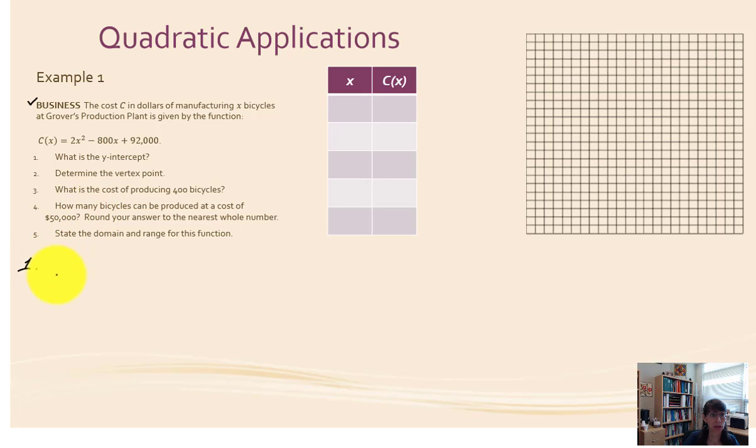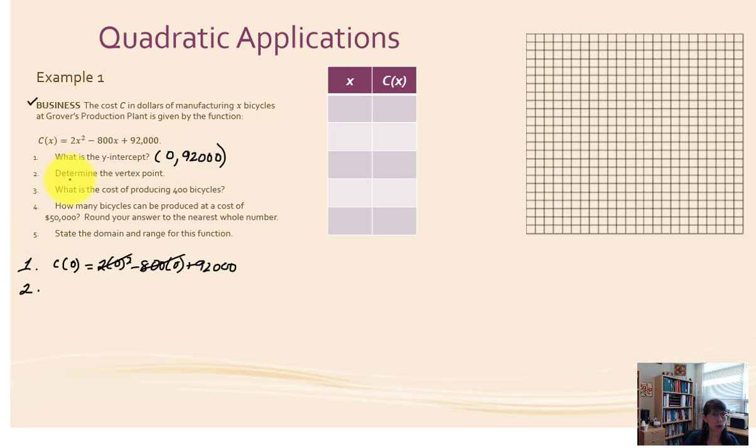So our y-intercept is found by letting the x value equal 0. So we'll evaluate this cost function with an x value of 0. So we'll have 2 times the quantity of 0 squared minus 800 times 0 plus 92,000. When we square 0, we'll have 0. Multiplying 2 by 0 is also 0, so this first term eliminates. 800 times 0 also is 0, therefore it eliminates, and we're left with 92,000. So our y-intercept is going to be the ordered pair 0, 92,000.